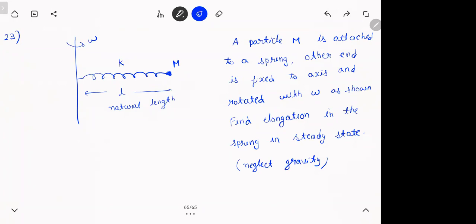Again, you have a spring, one side you connect it to a hinge vertical axis, and the other side is a particle, you rotate the whole setup with omega. How much will the spring stretch? Any doubts in the question, please ask me. Question is clear, go ahead, I'll give you 2 minutes.